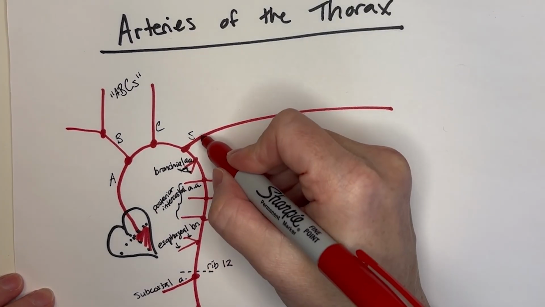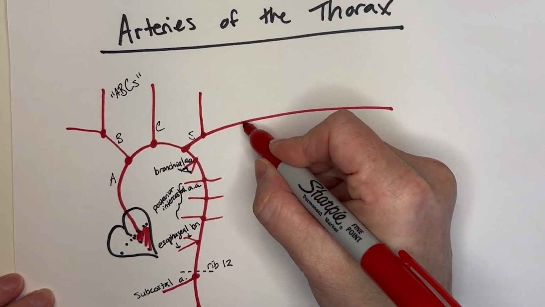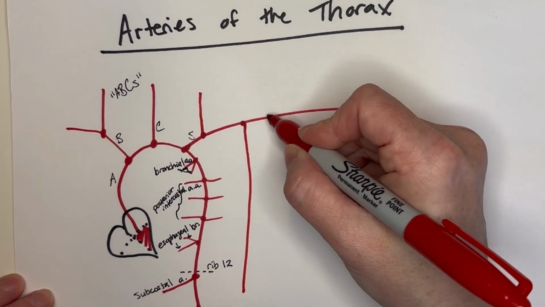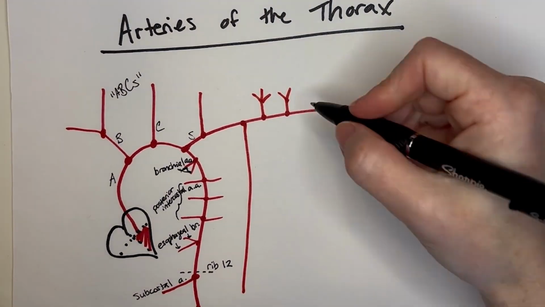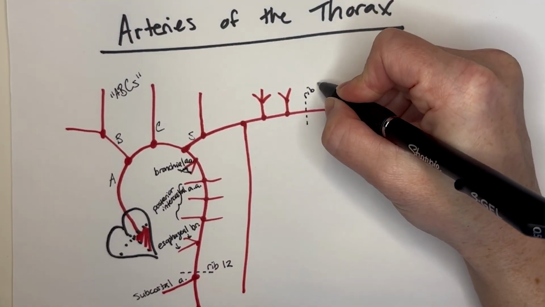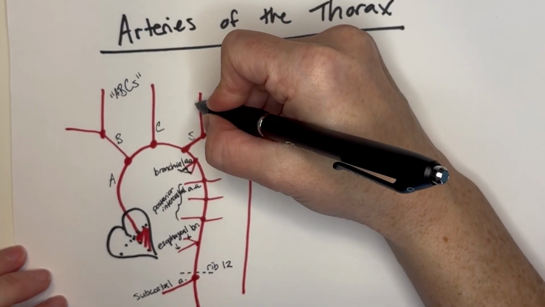Moving on to branches of the subclavian artery, we're going to draw one going up, a long artery coming down, a small artery coming up, branching into 3, another small one coming up, branching into 2, and then the subclavian artery ends when it crosses rib number 1.